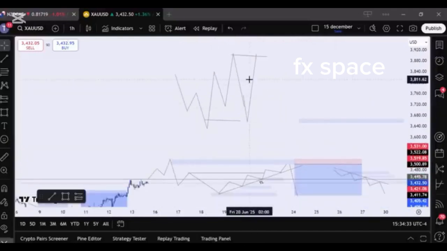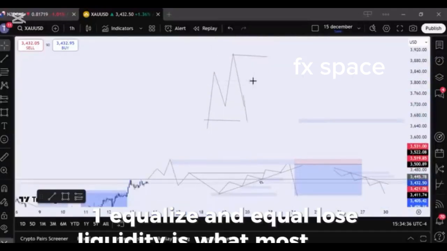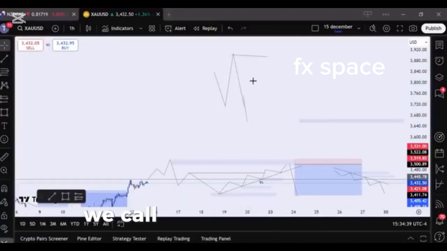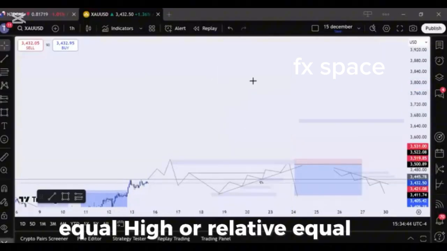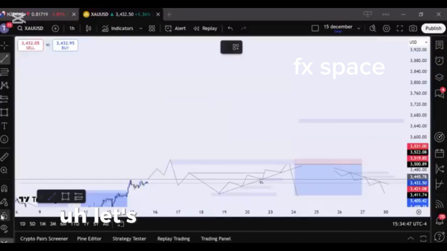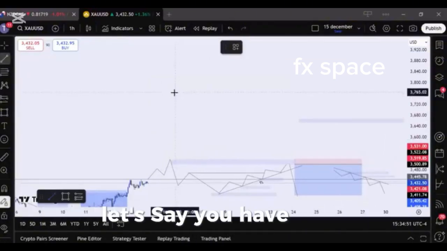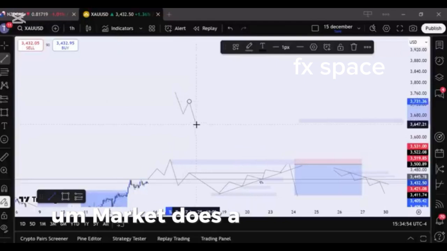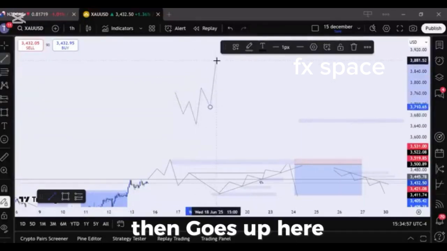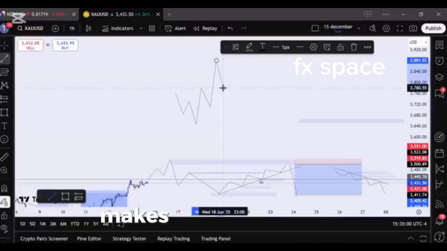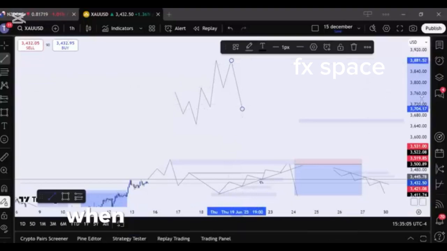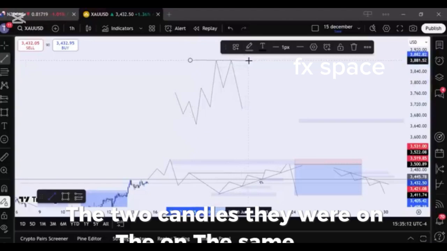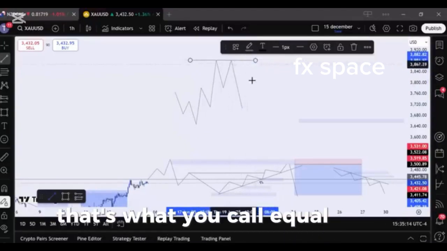Now, equal highs and equal lows liquidity is what most traders call double top and double bottom. But this time around, I'm talking about when price makes a relative equal high or relative equal low. Let's say you have a downtrend, the market does a structure shift, inducement, then goes up here, comes down, and then makes an equal high and starts pushing down. This is what an equal high is. When the market makes a relative equal high, this previous high is equal to the last one. The two candles will be on exactly the same line. That's what you call equal highs liquidity.